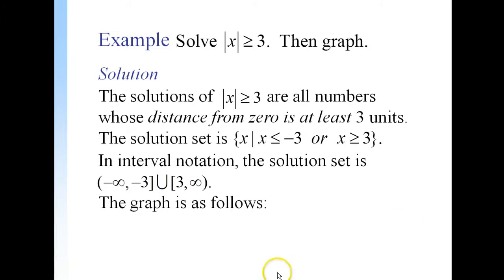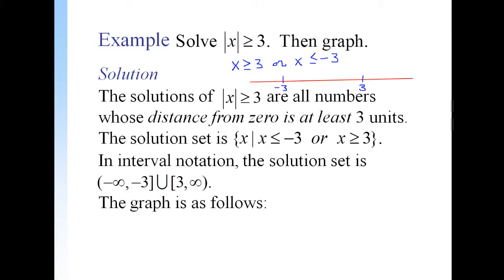Okay, now they want us to do this. And they're not giving us much room, but I'll make some room. So it's going to be x is greater than or equal to 3, or x is less than or equal to -3. And now we'll graph it. The numbers we're interested in are -3 and 3.